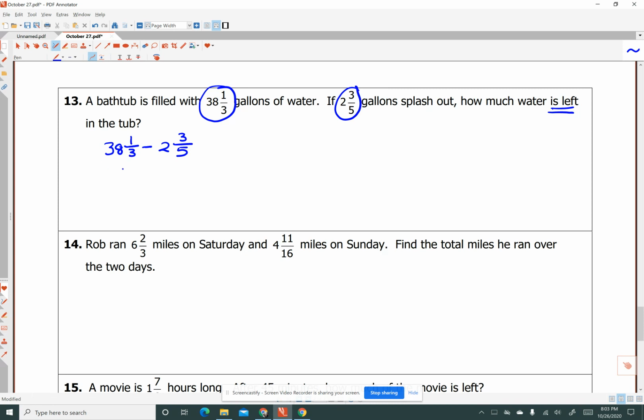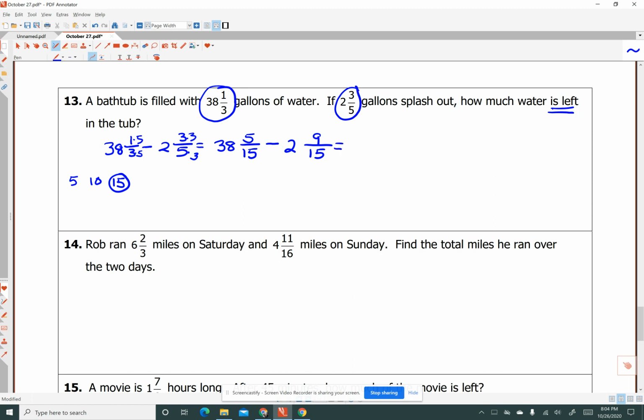So let's work with the denominators first. Multiples of 5 are 5, 10, 15, and 15 is also a multiple of 3. So our new denominator will be 15. So we'll have 38, and 3 times 5 is 15, 1 times 5 is 5, and 5/15 minus 2, and 5 times 3 is 15, 3 times 3 is 9, minus 2 and 9/15.